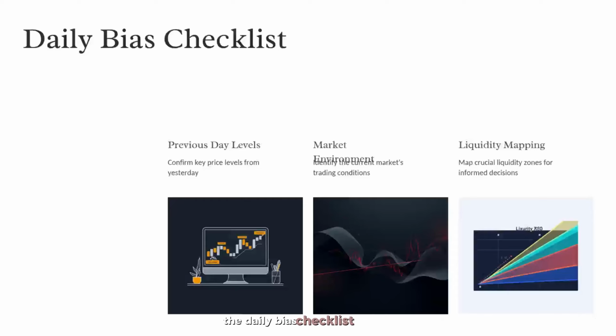The daily bias checklist. You need to understand the previous day levels: confirm key price levels from yesterday. The market environment: identify the current market trading conditions. Liquidity mapping: map crucial liquidity zones for informed decisions, like the previous day highs and lows, and also internal liquidity zones, like order blocks, fair value gaps, and everything.